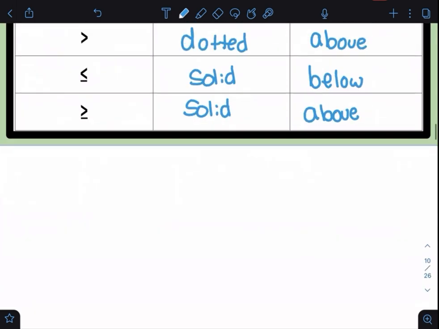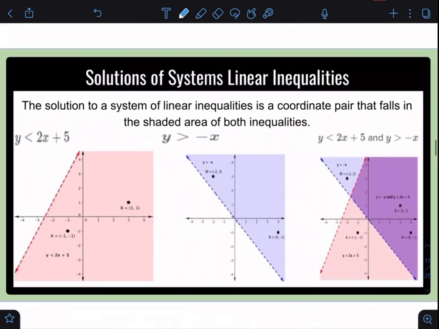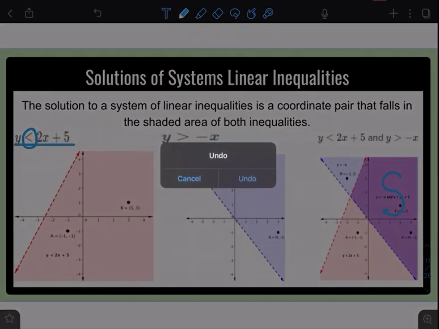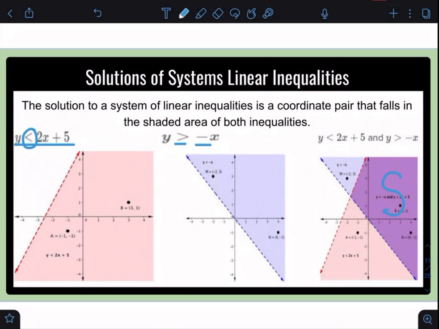Nice. Alright, so let's finally start looking at solutions of systems of linear inequalities. If we graph this, we start at 5, then we go down 2, left 1, down 2, left 1. Then this one, we start at 0, and then we go down 1, right 1, down 1, right 1, and we would shade. This one has a dotted line that you would shade above, and this one has a dotted line that you would shade below. When we graph both of these, we're going to have an area where both shaded sections overlap, and that's called our solution set. Usually we put an S in that area so we can see which is the solution set.